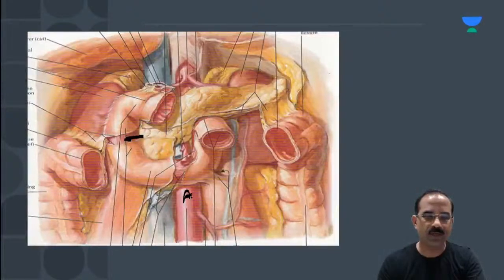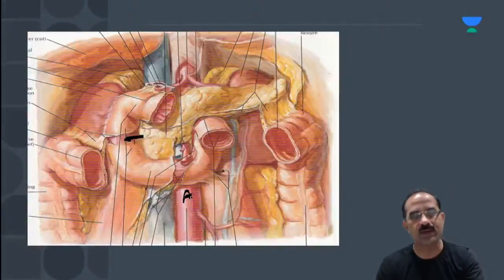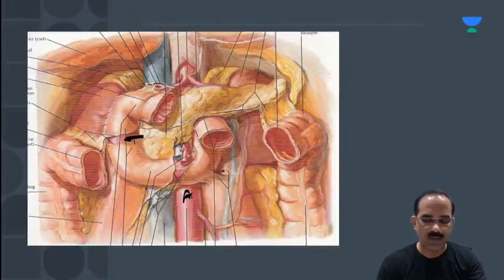Above the opening of the bile duct. Come on, students. That's the superior pancreatico-duodenal artery. The superior pancreatico-duodenal artery supplies the duodenum above the opening of the bile duct, and below the opening of the bile duct would be the inferior pancreatico-duodenal artery. Clear? So above is the superior, below is the inferior pancreatico-duodenal artery. Clear to you?